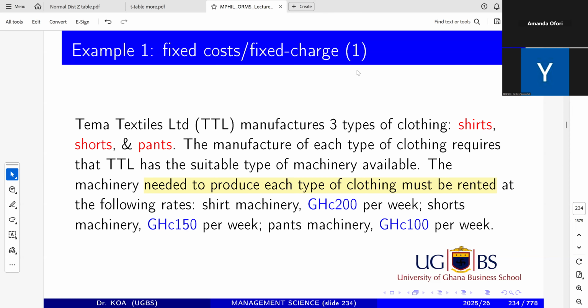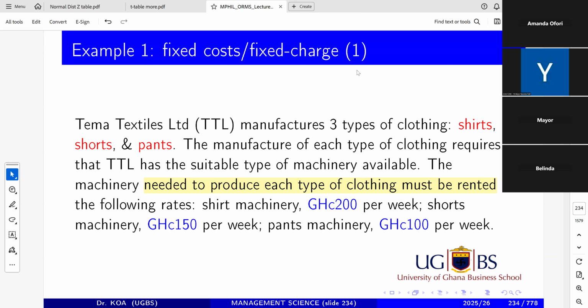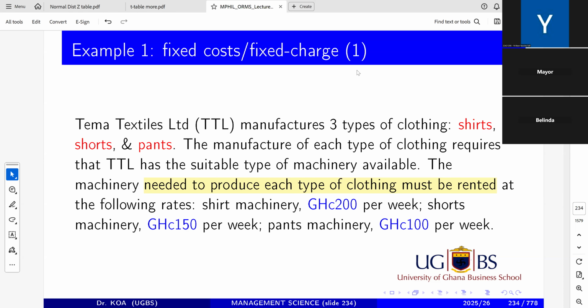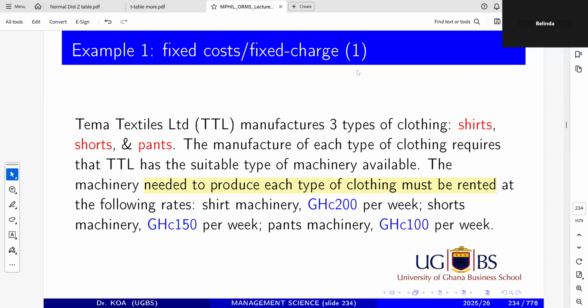X1 equals the number of shirts that TTL has to produce, and then X2 equals the number of shorts TTL has to produce, and then X3 represents the number of pants that TTL has to produce to maximize profit. What makes you use that unit of measurement? So please, number of shirts. Yeah, what makes you use that unit of measurement?